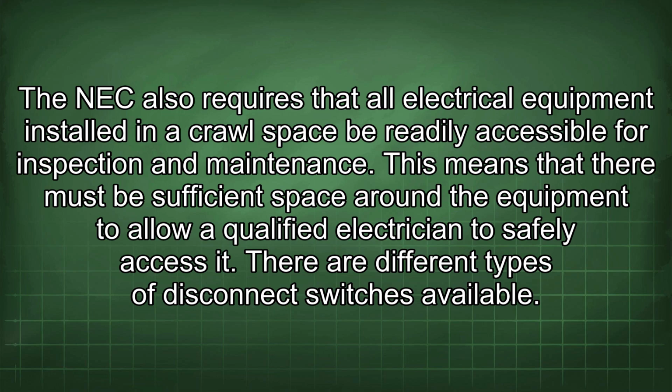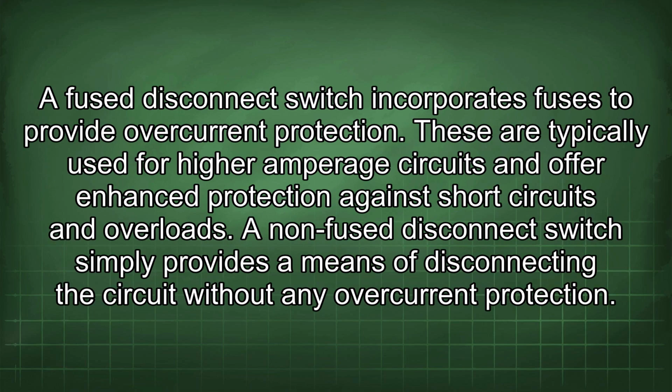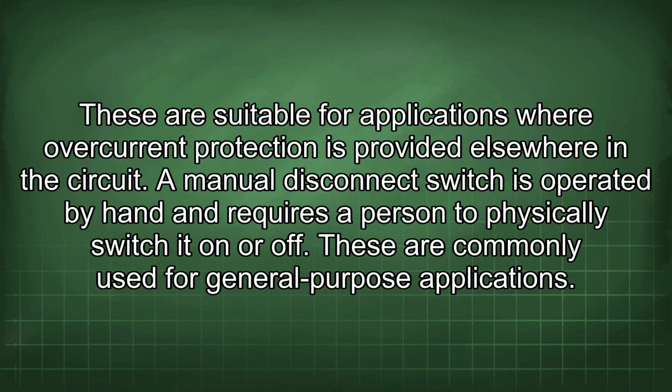There are different types of disconnect switches available. A fuse disconnect switch incorporates fuses to provide overcurrent protection. These are typically used for higher amperage circuits and offer enhanced protection against short circuits and overloads. A non-fuse disconnect switch simply provides a means of disconnecting the circuit without any overcurrent protection. These are suitable for applications where overcurrent protection is provided elsewhere in the circuit.